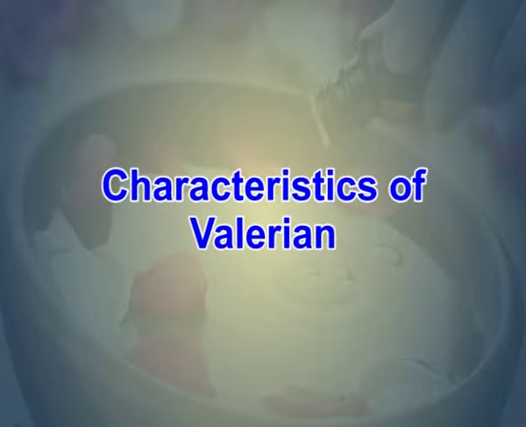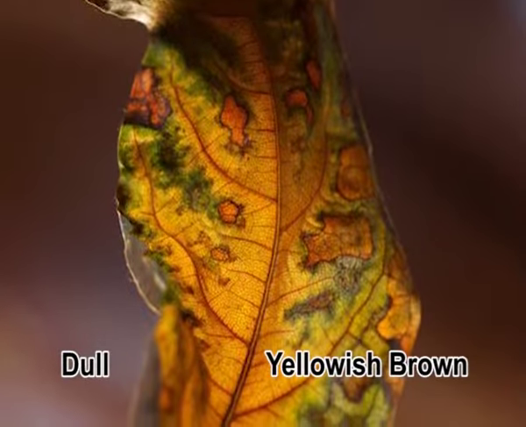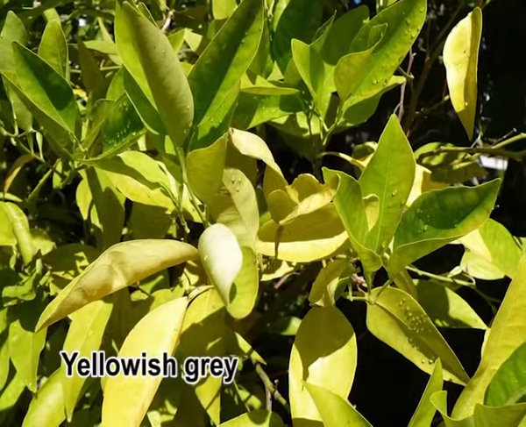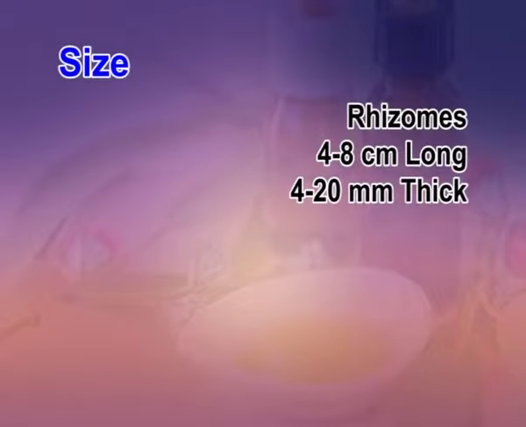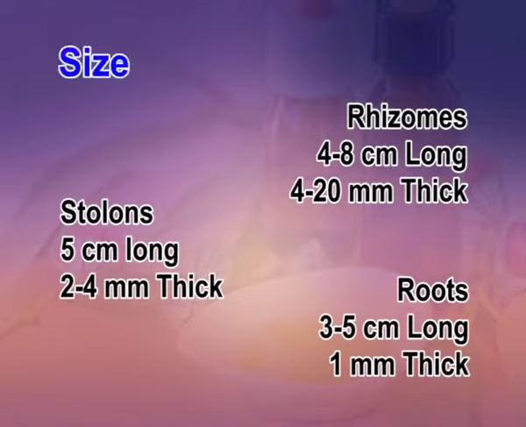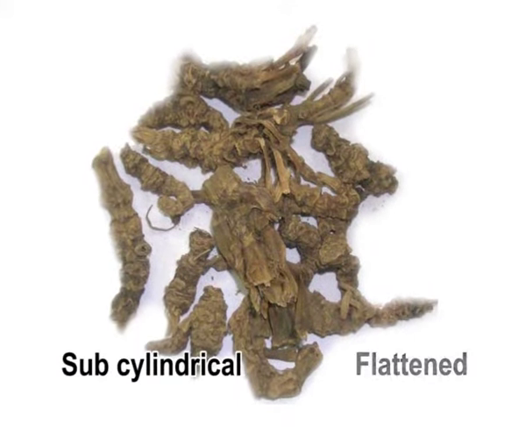Now, characteristics of valerian. The color of the rhizomes is dull yellowish brown. Stolons have a yellowish gray color, whereas the roots have a yellowish brown color. Now, coming to the size of this drug, its rhizomes are 4 to 8 centimeter long and 4 to 20 millimeter thick. The stolons are 5 centimeter long and 2 to 4 millimeter thick, whereas the roots are 3 to 5 centimeter long and nearly 1 millimeter thick. The shape of the rhizome is subcylindrical and flattened.